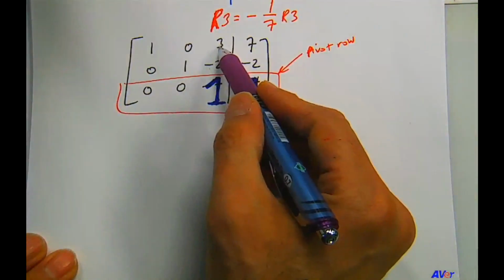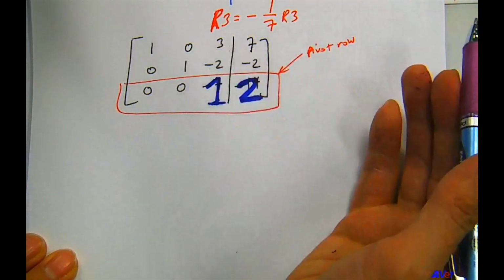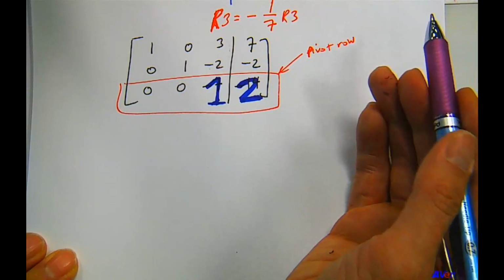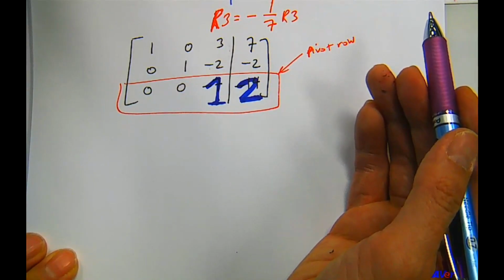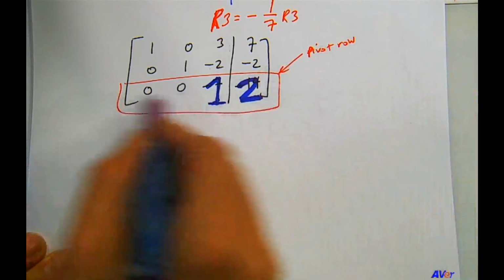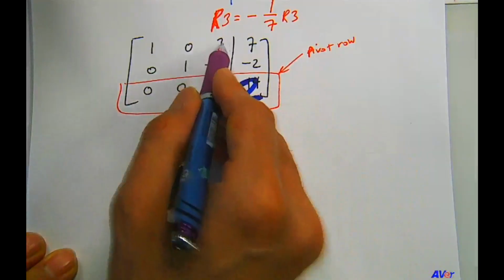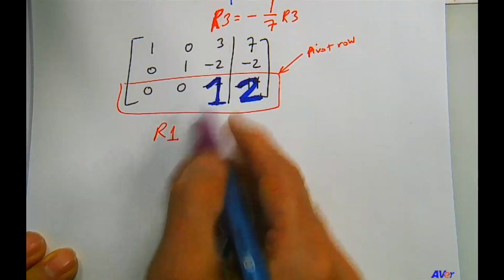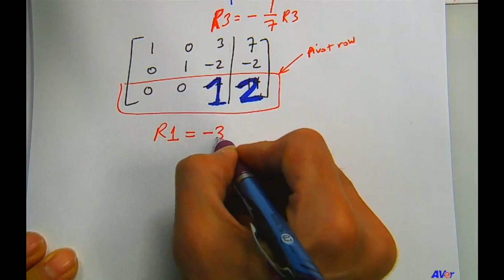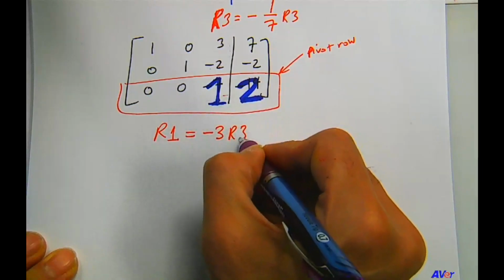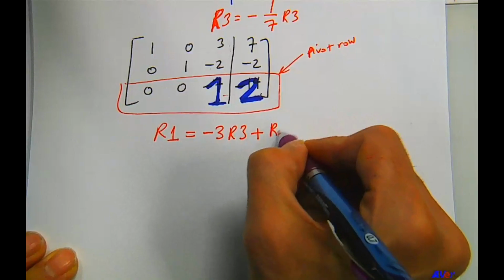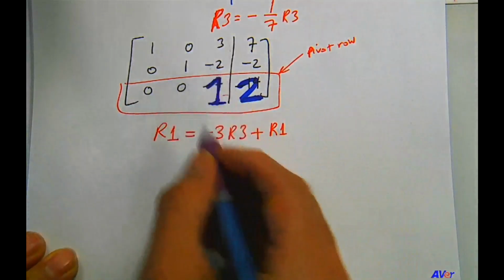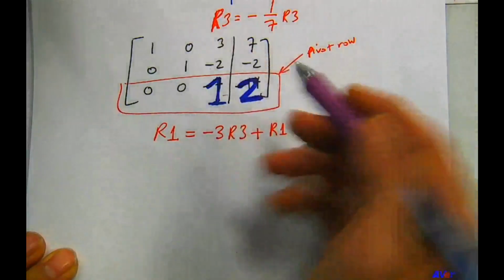So to get the 3 to become 0, all we need is to add a -3 to it. Where is the -3 coming from? Well, we can multiply the pivot row by -3 and add it to that. So we're changing row 1, so row 1 equals -3 times the pivot row, which is row 3, plus row 1, which is the row we're changing. So that's the row operation for getting a 0 instead of 3.